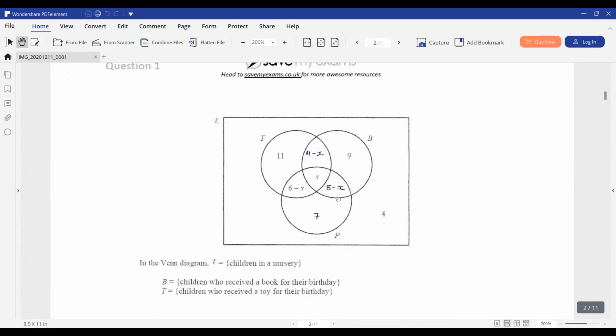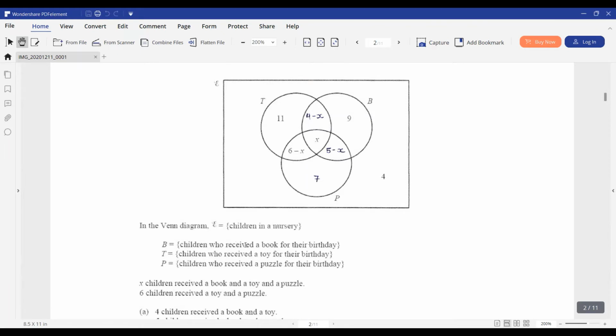So the first question is about sets and set notation. You can see here in the Venn diagram, the universal set is children in a nursery, B is children who received a book for their birthday, T is children who received a toy for their birthday, P is children who received a puzzle for their birthday.